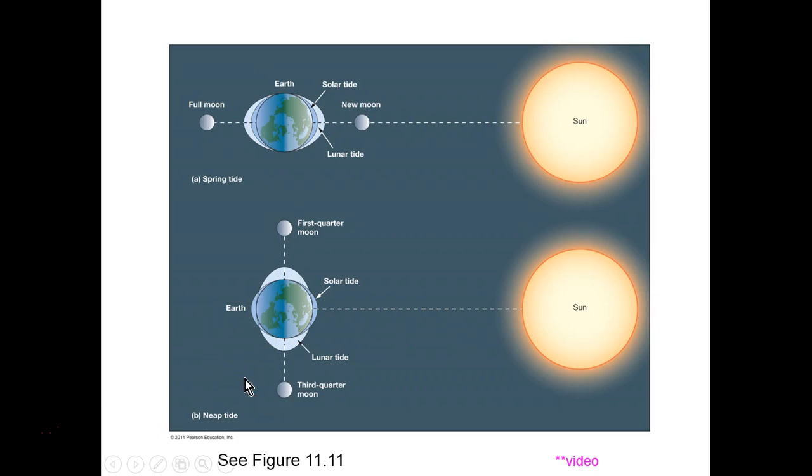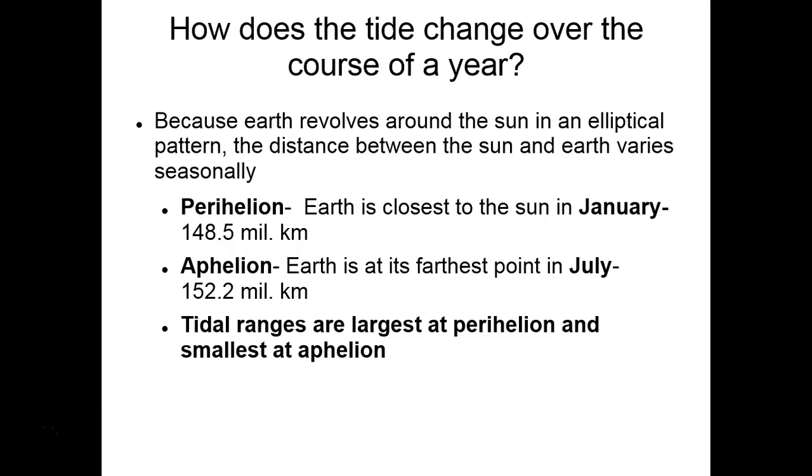The tidal range would be the smallest, right? Because you're going to see a higher low tide and a lower high tide. Okay, so the difference between the low tide and the high tide is going to be the smallest, and again we call that a neap tide.